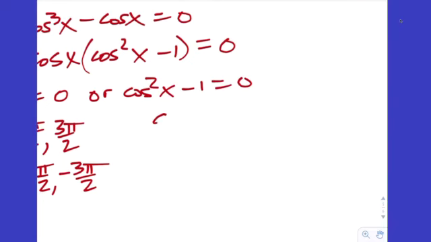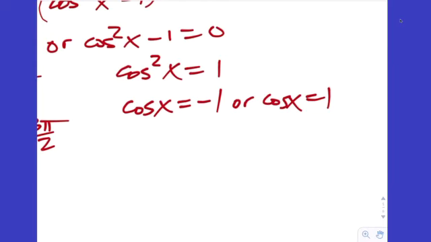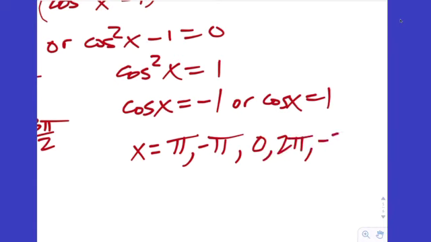All right, let's finish it up here. If we add 1 to both sides, we get cosine squared equals 1. When I take the square root of both sides, we have to consider both what? Positive and negative. So it's equal to negative 1 or positive 1. So now it's unit circle time. Where is cosine equal to negative 1? At pi, or one rotation away, negative pi. And where is cosine equal to positive 1? 0, 2 pi, and negative 2 pi.